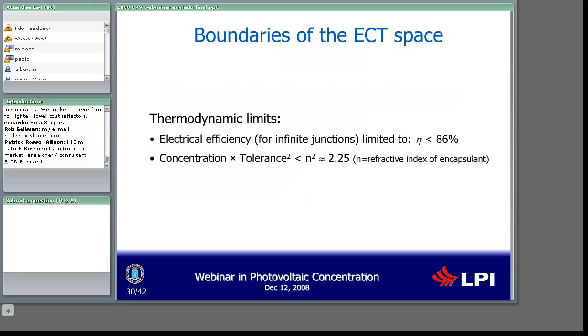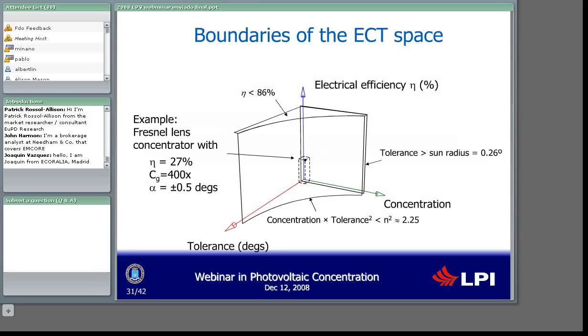The thermodynamics also applies for limits in the concentration and the tolerance. So the product of concentration times the square of the tolerance is limited by n squared, which is the refractive index of the encapsulant surrounding the cell. And this gives a certain region of that space which cannot be violated.